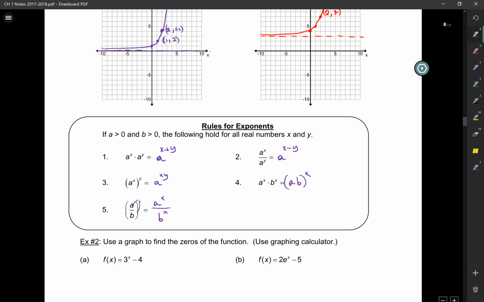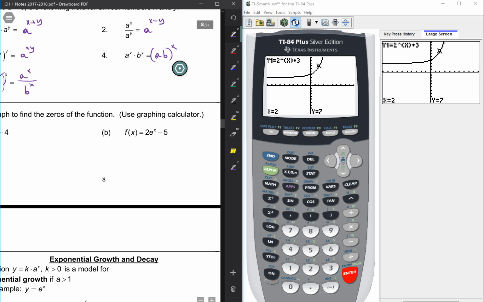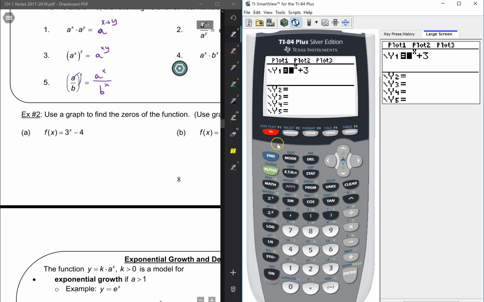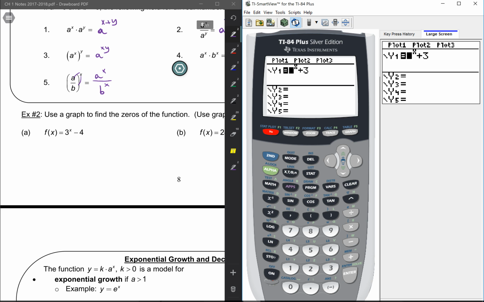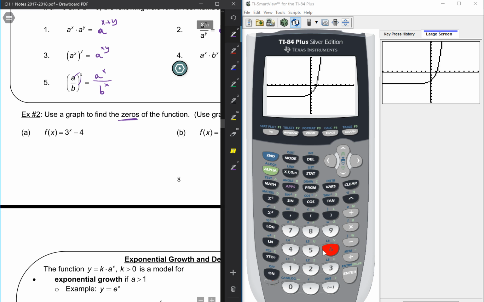Okay? Now, use a graph to find the zeros of the function, and it says to use a graphing calculator. So let's use a graphing calculator. Basically, I want you to be practicing with the zero function. So 3 to the x minus 4. We're going to graph. Now, to find the zeros, I do second calc.